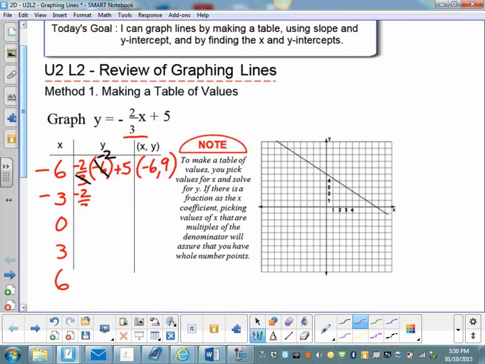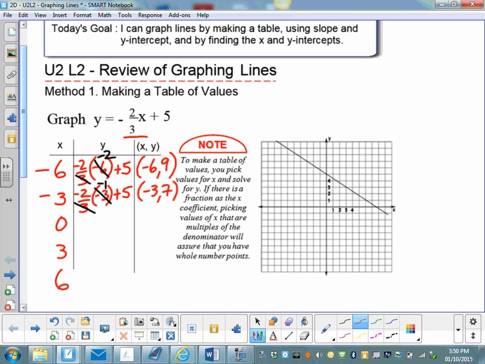So the same setup. I'm going to substitute negative 3 in where x is. So this time, same thing. I can divide, 3 goes into negative 3, negative 1 times. So negative 2 times negative 1 is 2, plus 5 is 7. So negative 3, 7 is the next point.